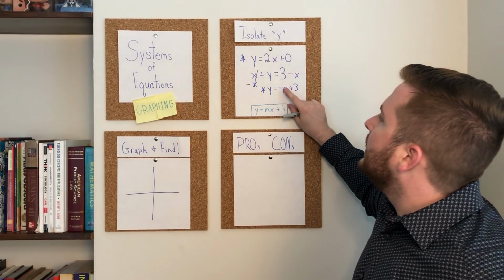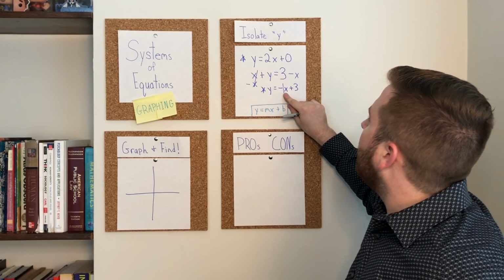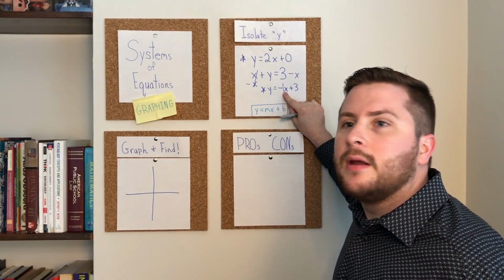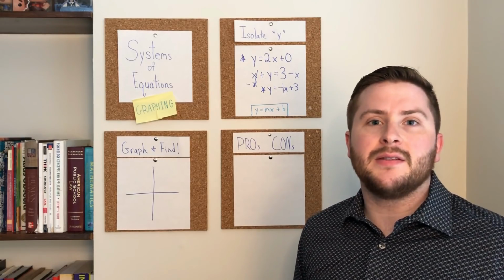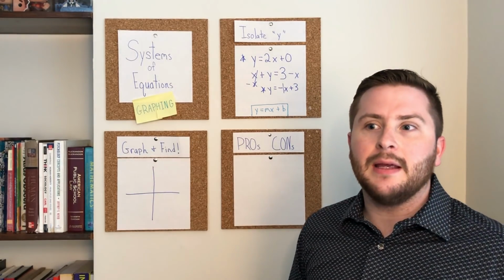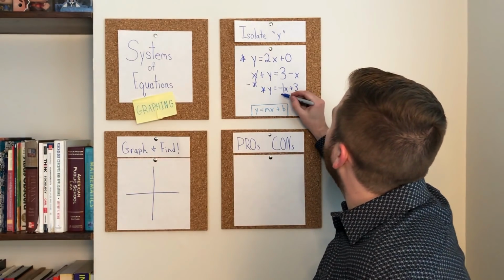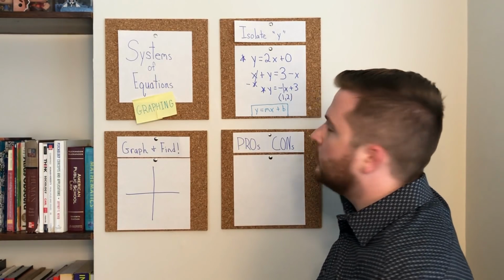If I plug in my answer of 1 and I say negative 1 times 1 is negative 1, and I add 3, is my y equal to 2? It is. Negative 1 plus 3 is a positive 2. So my answer for this one is the coordinate point 1, 2.